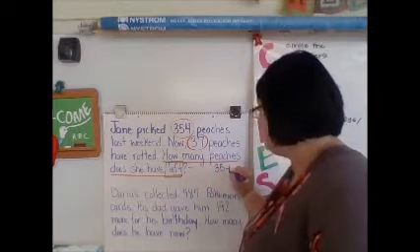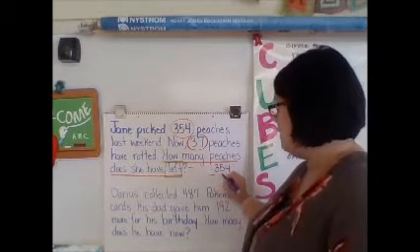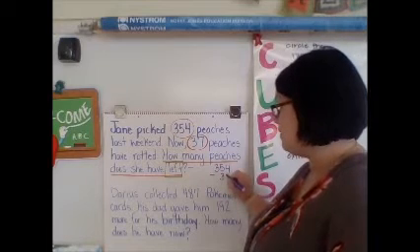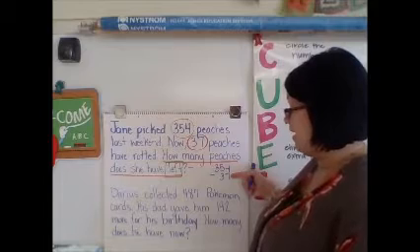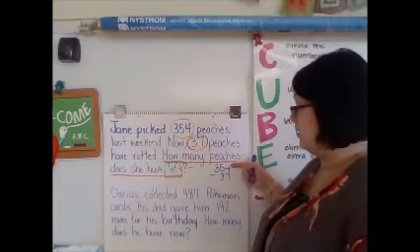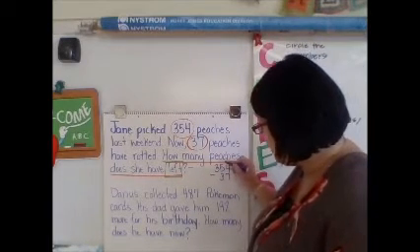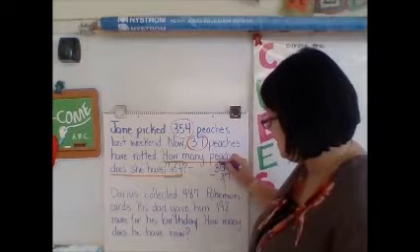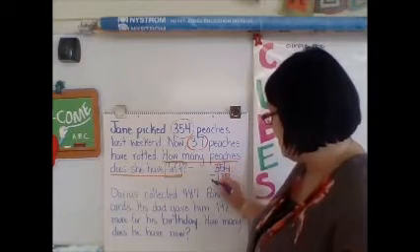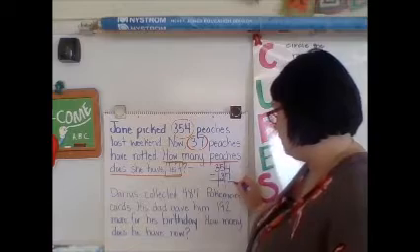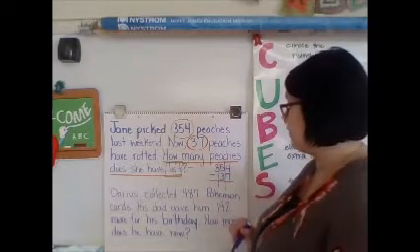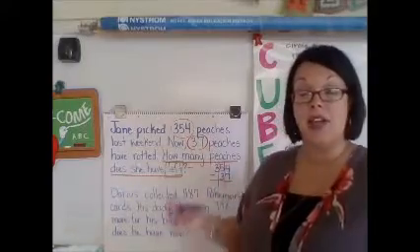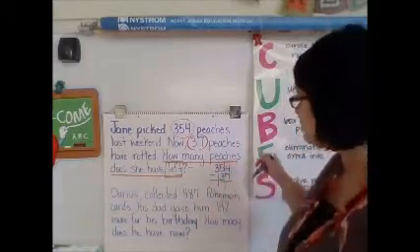354 minus 37. I have to be careful because this is a 2-digit problem with a 3-digit number up here. So I want to make sure that my ones and my ones are lined up, and my tens and my tens are lined up, and my hundreds, there's no hundreds in this number, 37, so there should be nothing underneath it. Then I'm going to go through the process of solving it just like we've been learning.